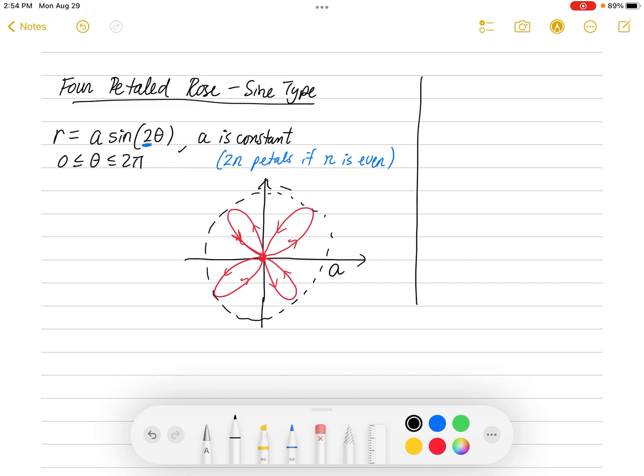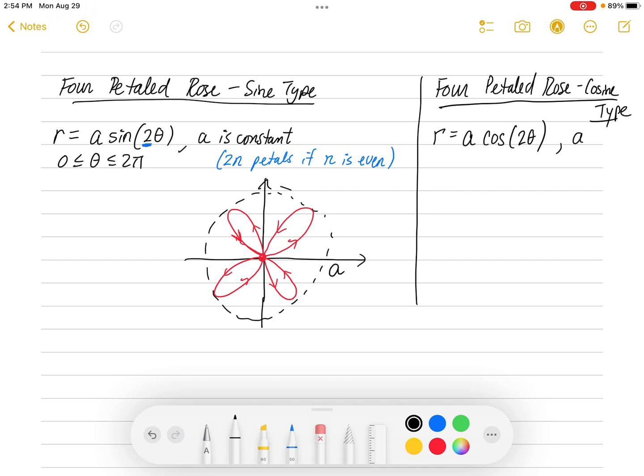There's also a cosine rose with 4 petals, a 4-petaled rose, the cosine type. I take r equals a times the cosine of 2 theta. Again, a is a constant. The angle theta is from 0 to 2 pi. So this number 2 is your n.